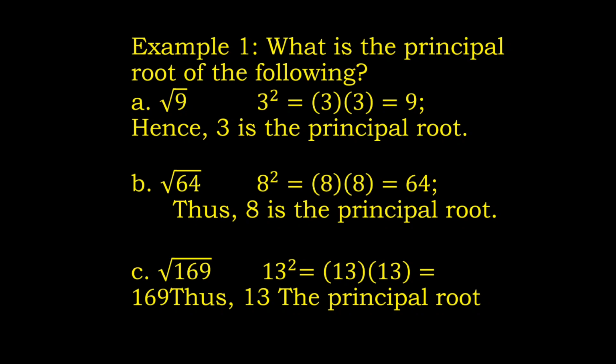Another one, letter B. The square root of 64, that is 8 squared, which is equal to 8 times 8 is equal to 64. Thus, the number 8 is the principal root. Let's take letter C. The square root of 169, which is equal to 13 squared. 13 squared means 13 times 13, which is equal to 169. So therefore, the principal root of the square root of 169 is 13.